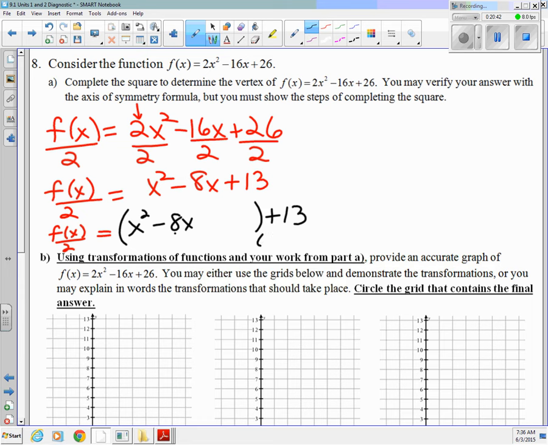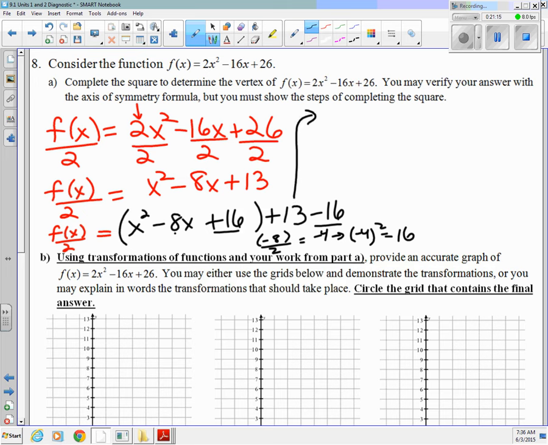I'm doing negative 8 divided by 2, which is negative 4, and then taking the negative 4 and squaring it, and I get 16. So this is plus 16. Now, I can't just add 16. That's not legal. So one way to balance it is I can subtract 16 on the same side of the equation. So I'm adding 16 and I'm subtracting 16. That's legal because negative 16 plus 16 is 0.